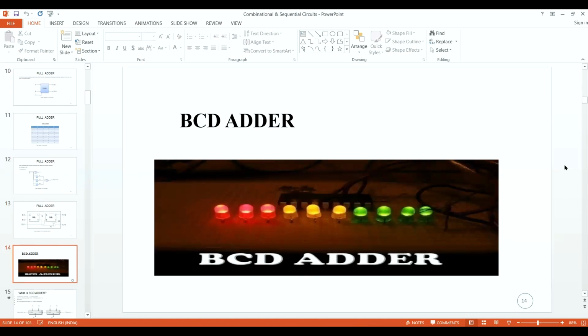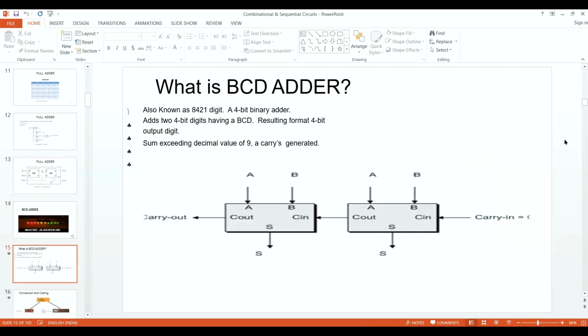So the next type of adder we are going to discuss is nothing but the BCD adder. When I'm talking about BCD adder, you already know very well that is binary coded decimal. So when I'm talking about binary coded decimal, I'm not talking about any kind of value, but about BCD, that is binary coded decimal adder. So it is very clear that we are going to use 0 to 9.